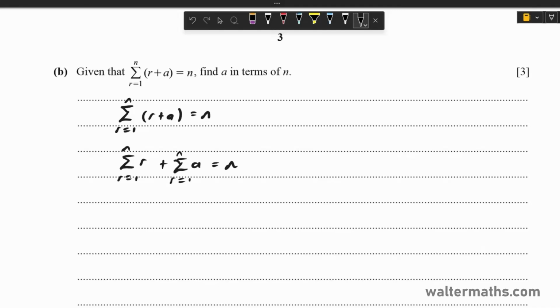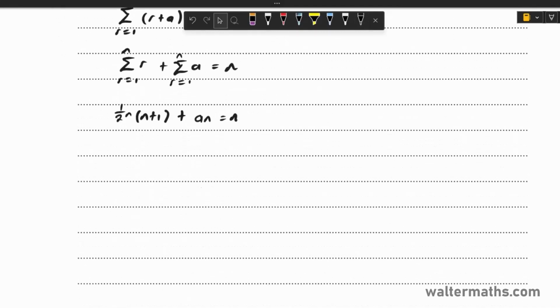All right, now we got the result for the sum to n of terms of the form r to be half n of n plus 1, right? And it's plus here. We know that this gives us n times a, since a is a constant, right? So basically that's an is equal to n. So this is what we are having right here, right? So let's simplify it. They want us to make a the subject. Okay, they say we should find a in terms of n, so that's what we seek to do here.